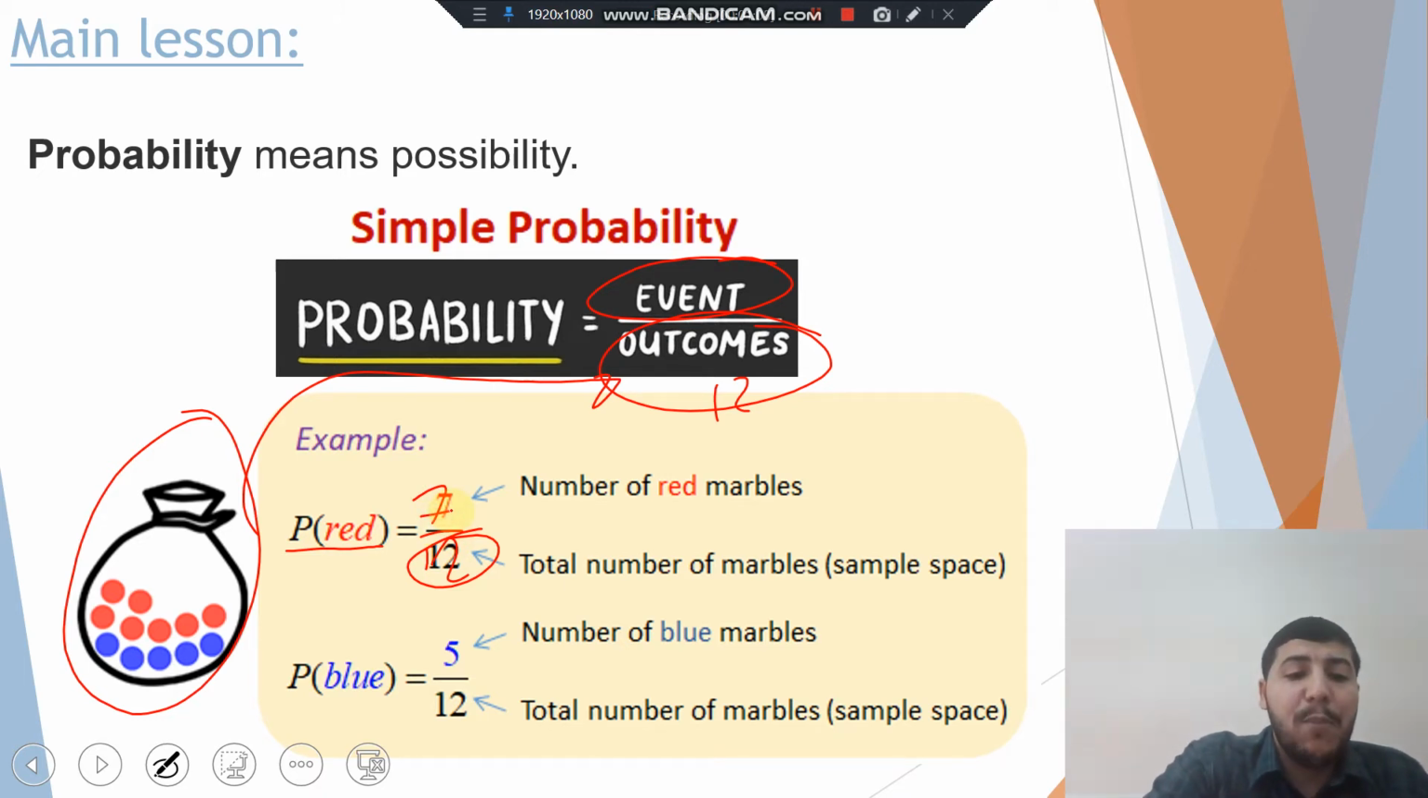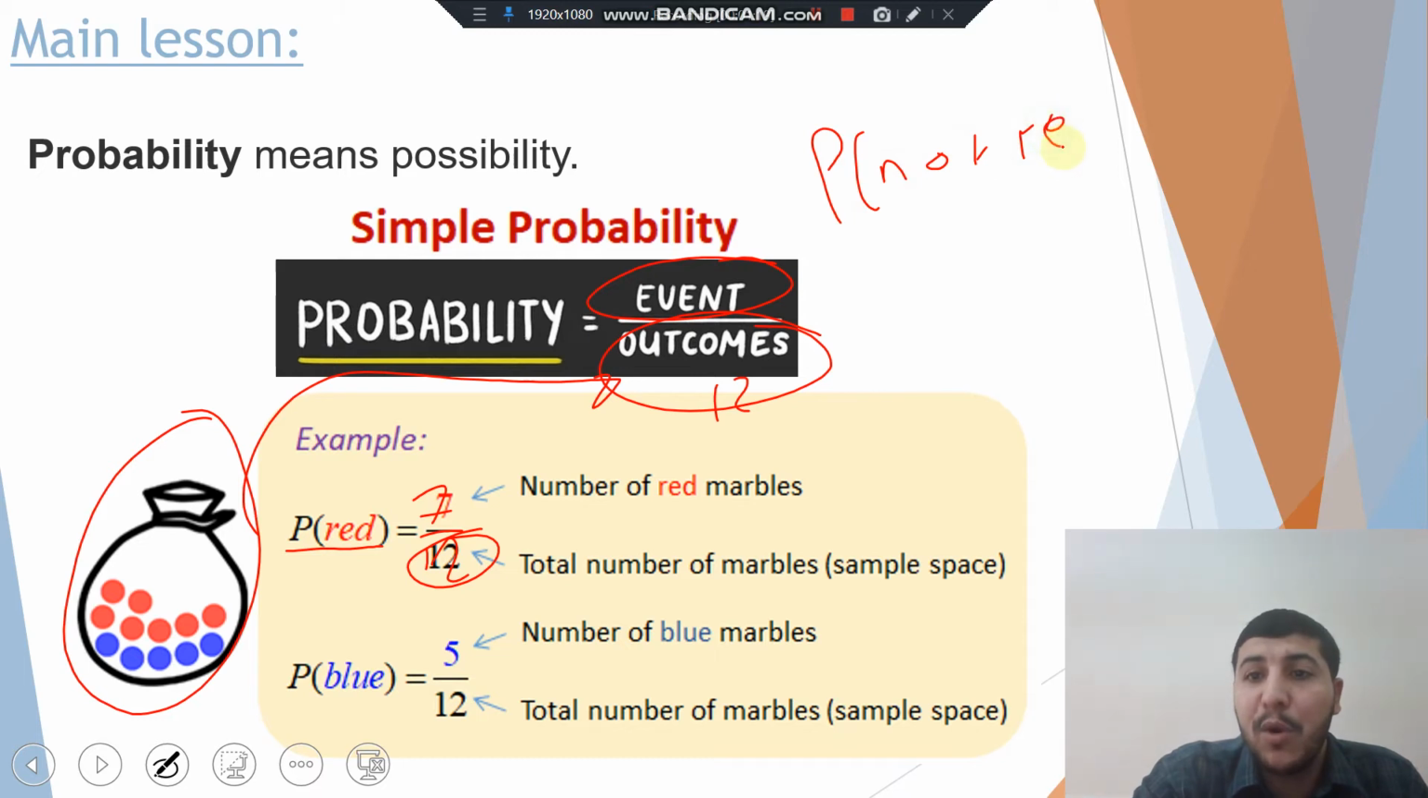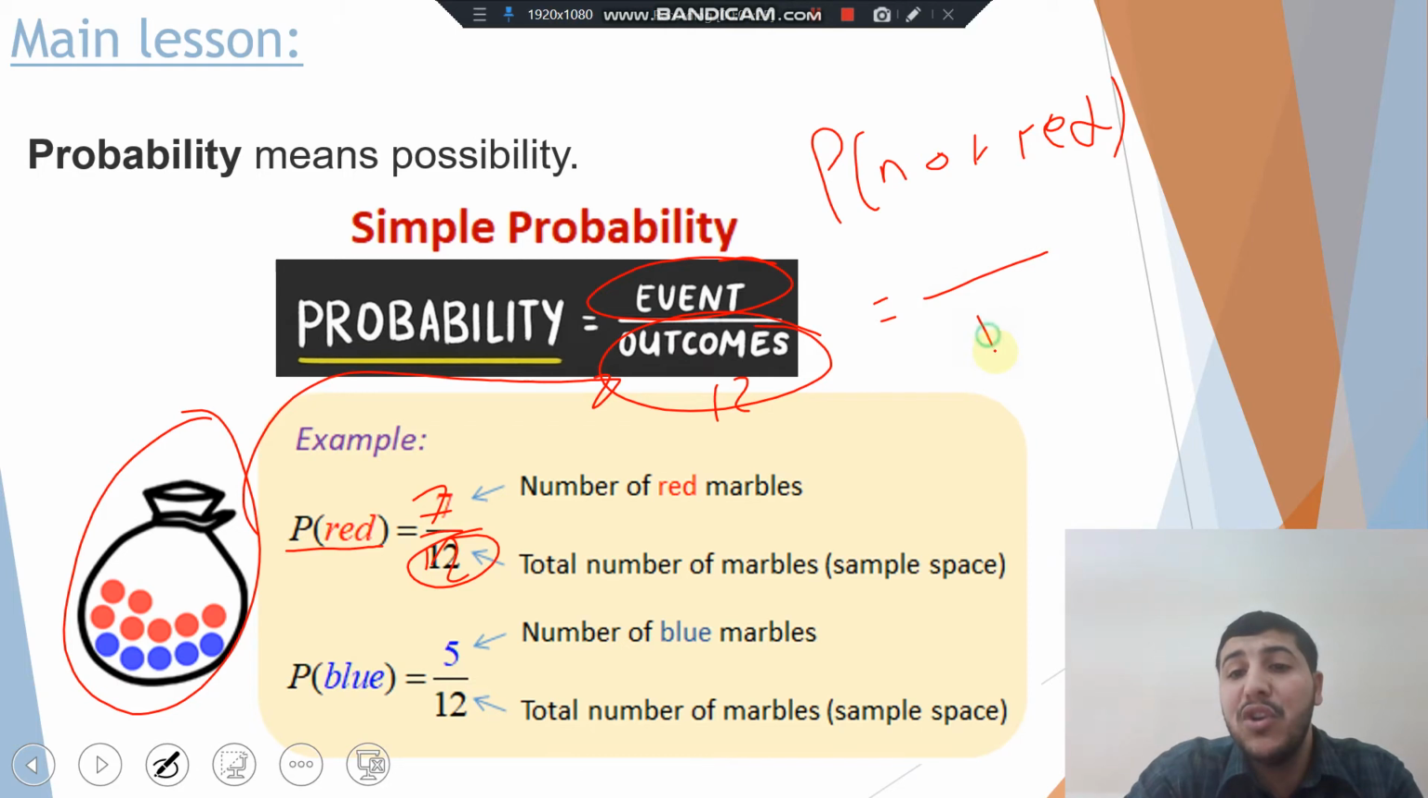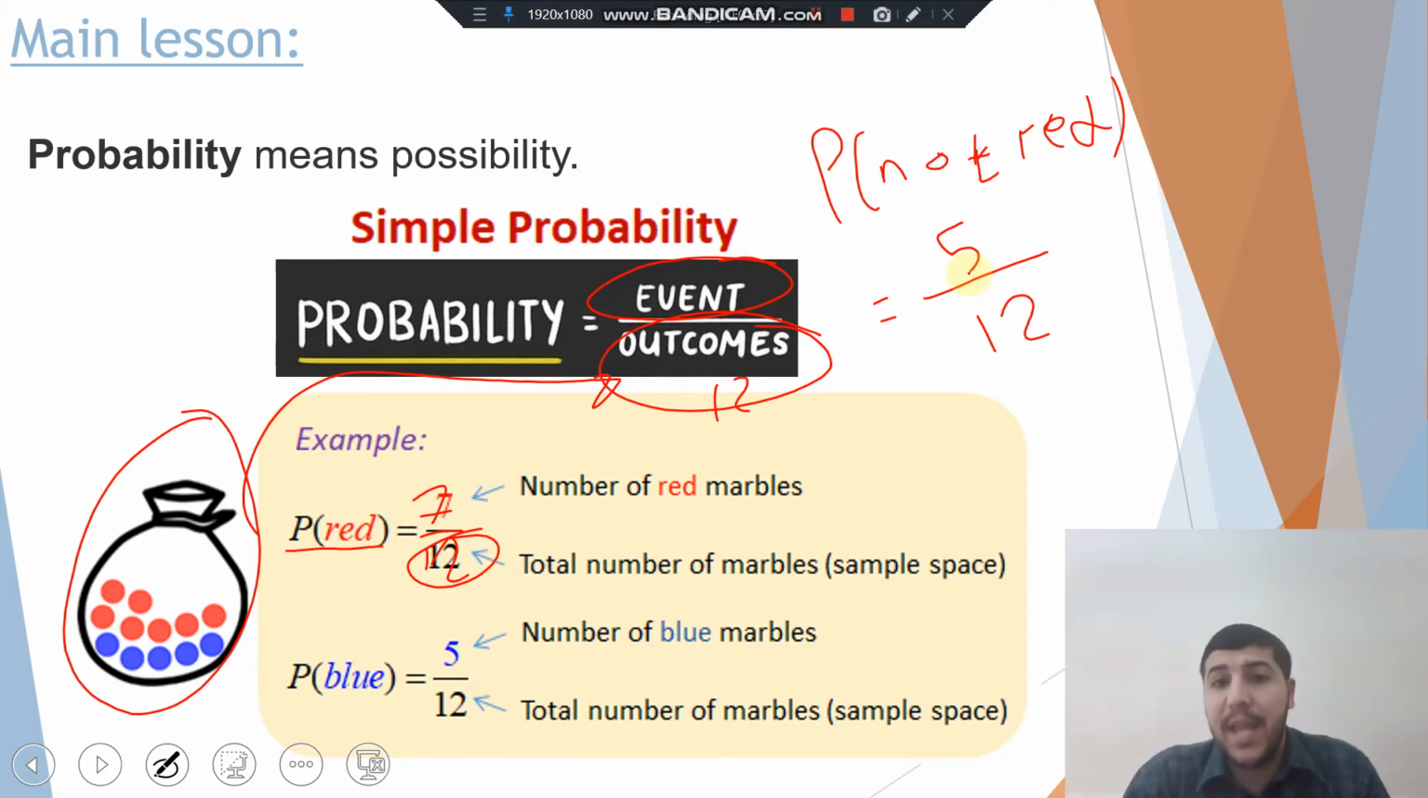Same thing with blue balls. But in this lesson today, we want to find the probability of not red, the probability of not events. Here the outcomes are constant. We have 12 balls, but how many balls are not red? We have only the blue balls, which are 5 balls. Therefore, the probability of not red is 5 balls that are not red out of 12 balls in total.